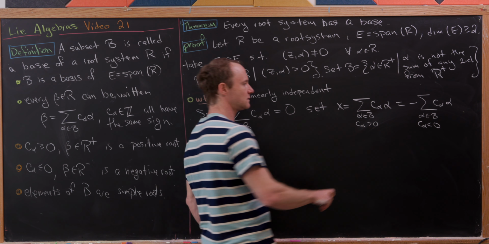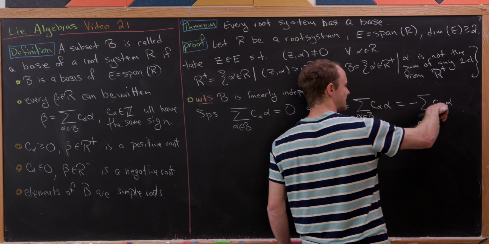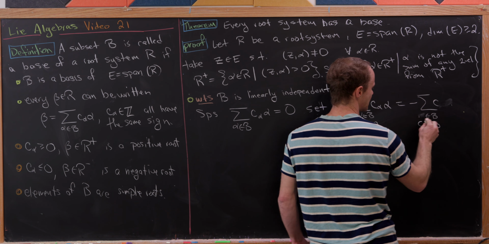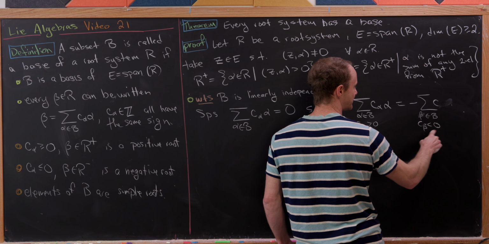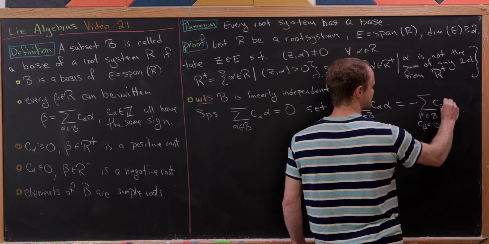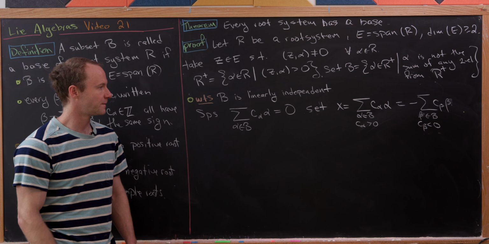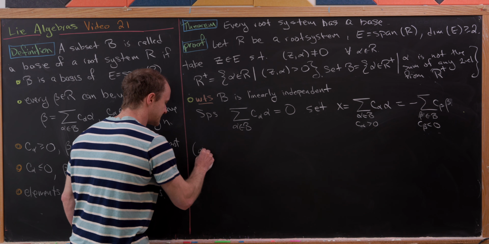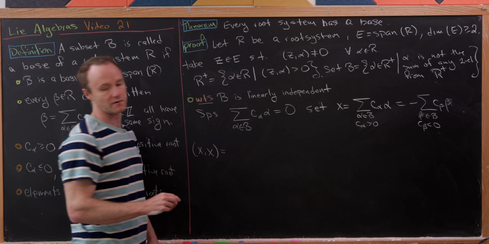And now we're summing over these alpha in B where C alpha is negative, but let's maybe change the index here so it's not as confusing. So we'll say beta in B where C beta is negative, and then we'll have C beta beta here. So that's just re-indexed a little bit. Okay, so now let's calculate the inner product of X with itself.